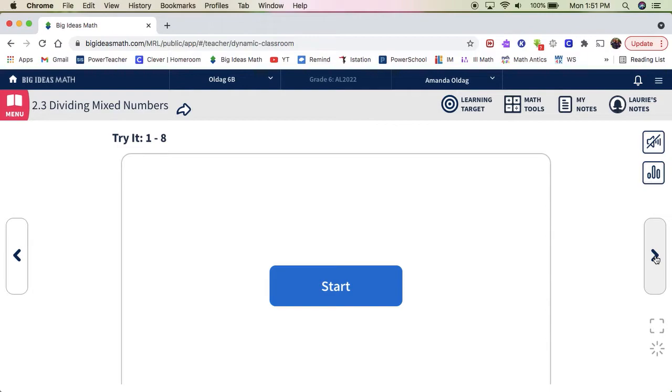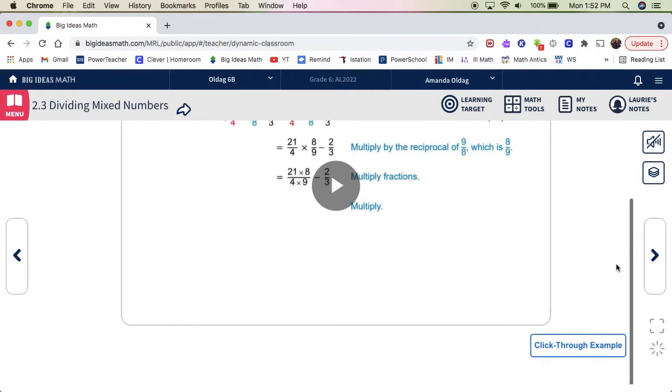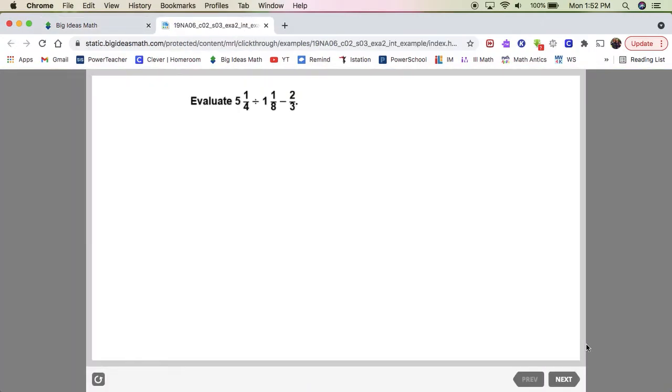It has some try it problems. Of course, you don't have your book, so that's something that you can't look at. Let's go look at the next example. And this is going to be using the order of operations with fractions. Notice in this problem we have division and subtraction. And if you remember the order of operations, we do parentheses, exponents, multiply and divide left to right, add and subtract left to right. And when I say parentheses, that's really any grouping symbols.